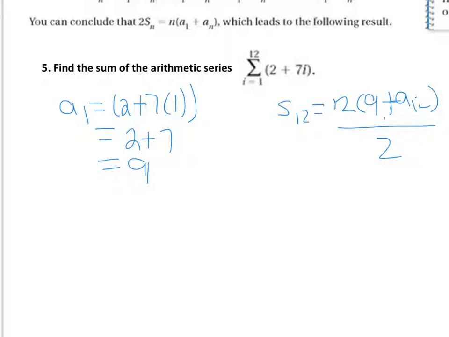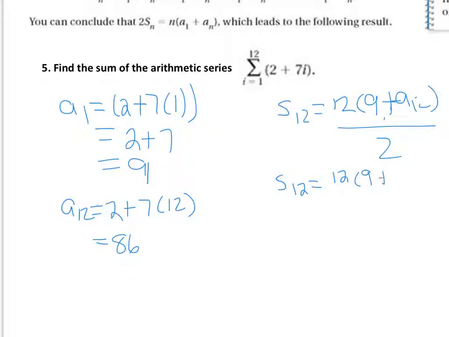So, what we need to do now is also find that 12th term. So you say a sub 12 equals 2 plus 7 times 12. So you get 86. So now we have the sum of the first 12 terms is the 12 terms times the first, which is 9, plus the last, which is 86, divided by 2. So use your calculator and calculate that out. You should get 570. Okay?